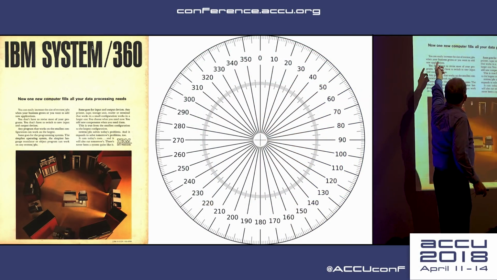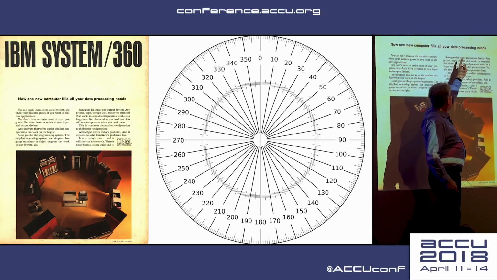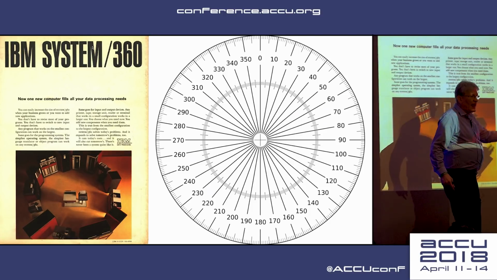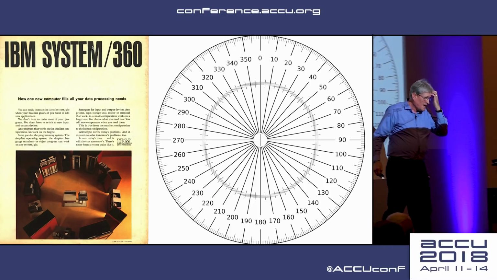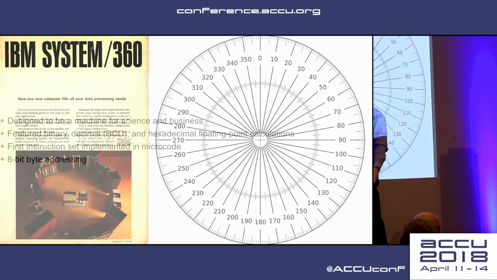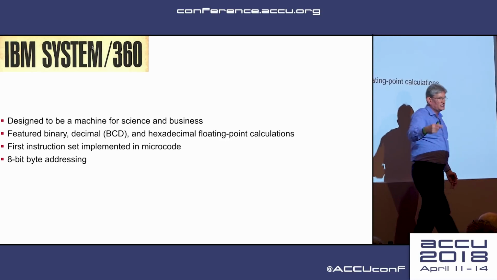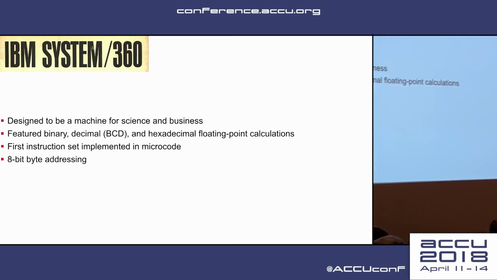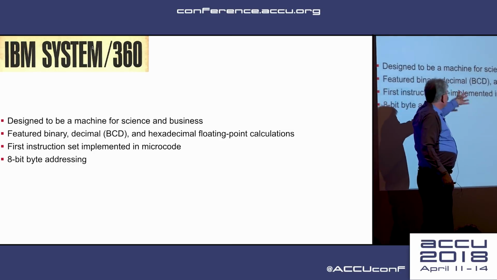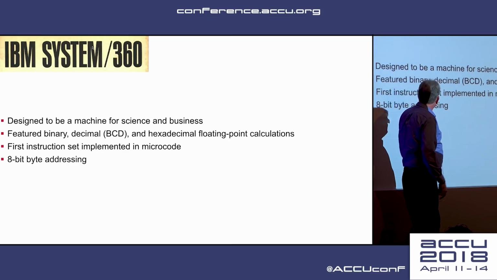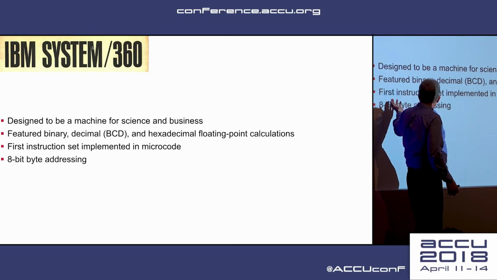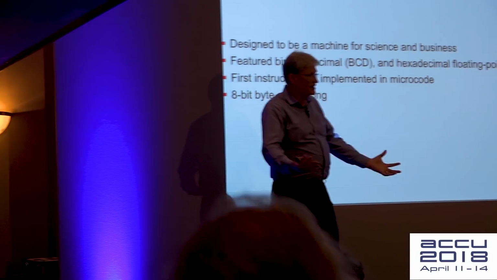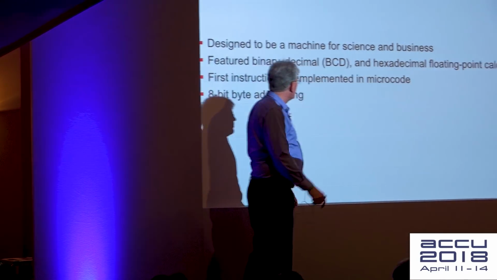Why was it 360? It's because now one new computer fills all your data processing needs, right? It's country and Western. It does both science and business, right? So how do you design a machine for both science and business? Well, it's pretty simple. You take all the instructions that you expect in a business machine and all the instructions you expect in a scientific machine, and you just put them all there. So it featured binary, decimal, and hexadecimal floating point calculations. The instruction set was so huge that it was the first instruction set that was actually implemented in microcode, because the instruction set itself wasn't going to be done in hardware. Instead, they invented a new coding for that.